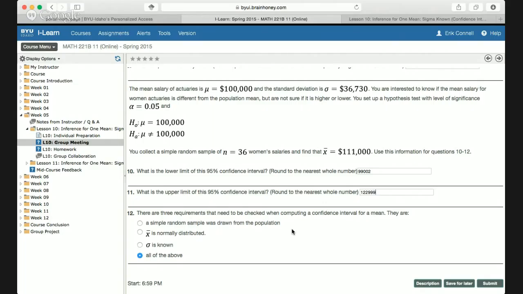There are 3 requirements that need to be checked when computing a confidence interval for a mean. They are all of the above. Mm-hmm. Okay.